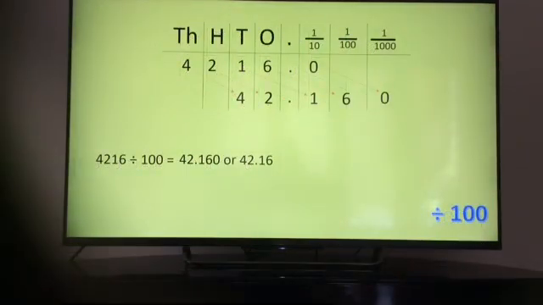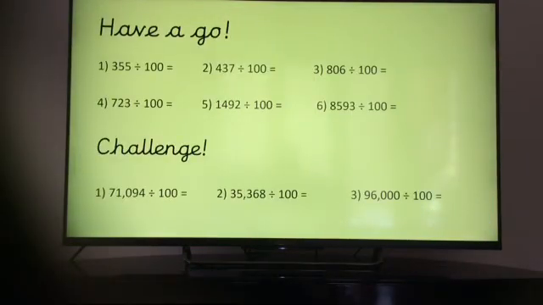Now it's your turn again. Have a go at dividing by 100. At the bottom you can see 3 challenge questions. Don't worry if you think these numbers look a little tricky. Use the same method of moving the numbers 2 places to the right. Pause the video now and have a go.